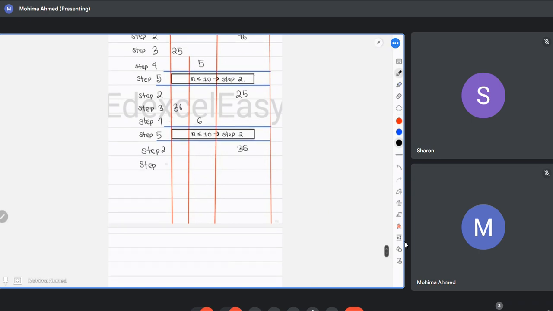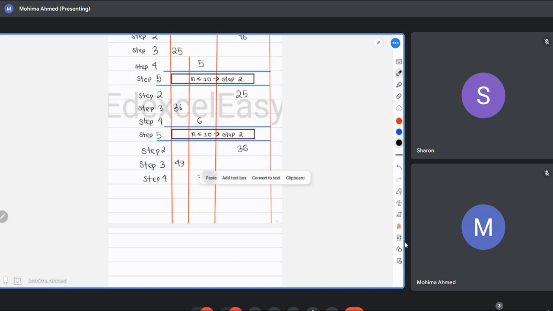Then again, step 3, new value for A is A plus 2n plus 1, right? 36 plus 2, 6 plus 1, which is now going to be 49. And then step 3, so it's step 4, which is going to be 6 plus 1, right? That is 7. And then again, this is what?